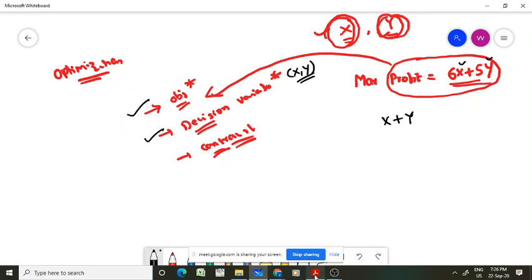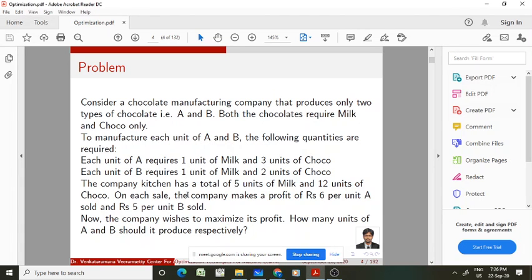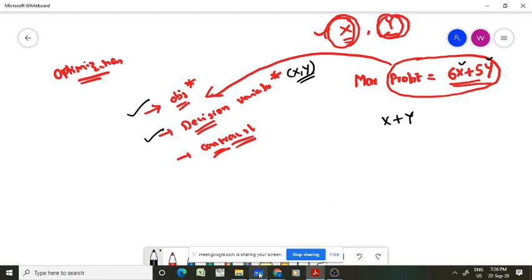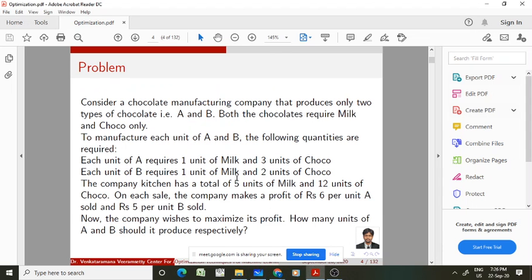But see, in the problem, if you observe, the total number of milk units available in the company's kitchen is 5. 5 milk units are available, and 12 choco units are available. Now I want to write the constraint: X plus Y must be less than or equal to 5. I think you agree, right? Because the company has only 5 units of milk. Now let's go to the next statement.